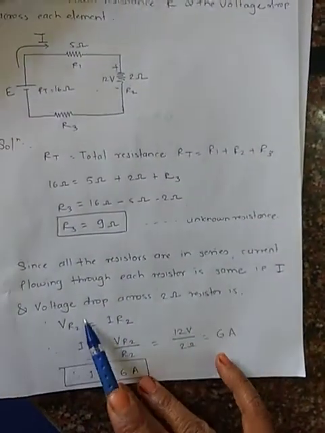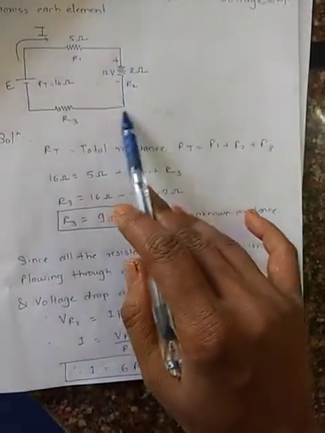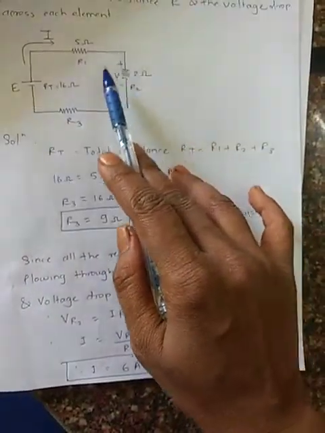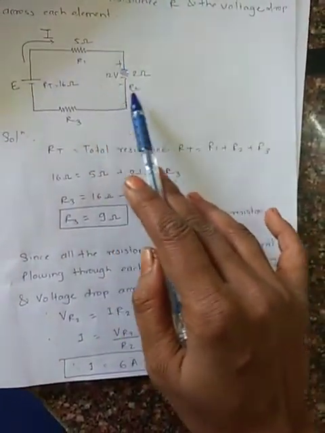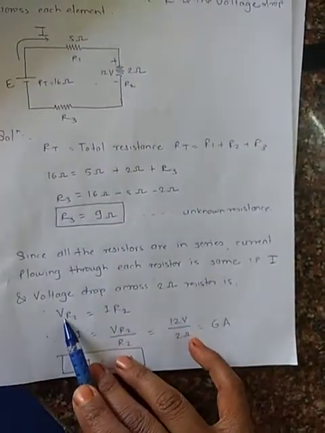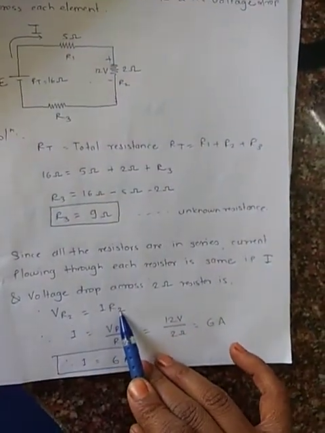So we can find out the voltage drop across this R2. How can we find out the voltage drop across R2? Here is the formula. VR2 is equal to I times R2.